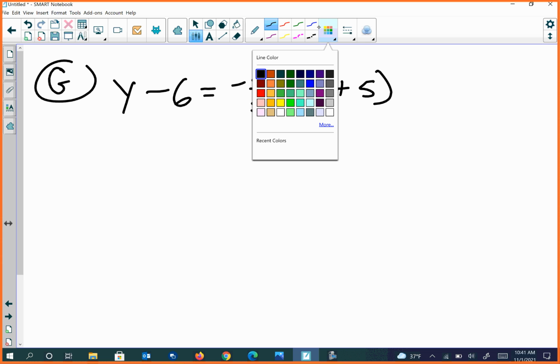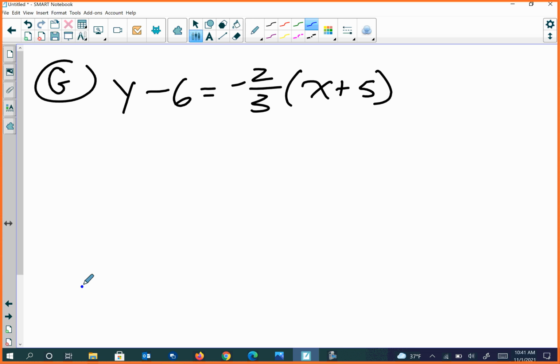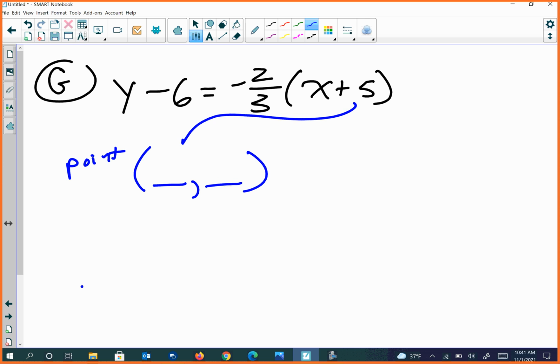Okay, so we go to question number 1. Are X and Y on the same side of the equal sign? Nope. Question 2. Can I find the slope and the y-intercept by looking at it? No. Is there at least one set of parentheses? Yes. So if there's one set of parentheses, we're going to figure out some point. It's going to be the opposite of this value.